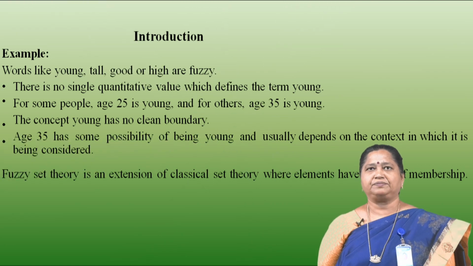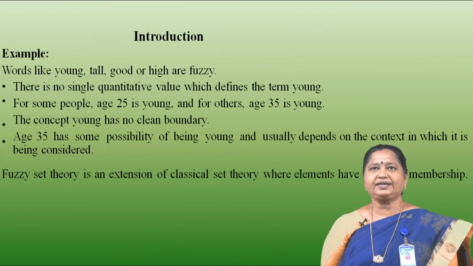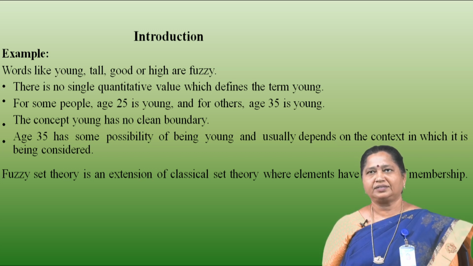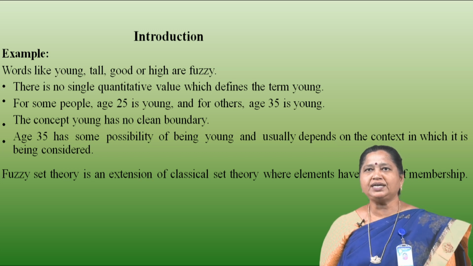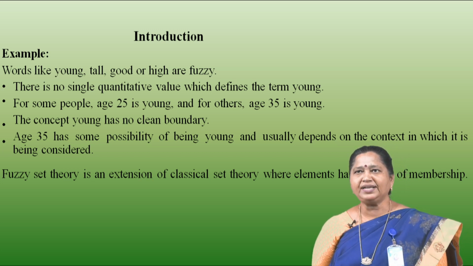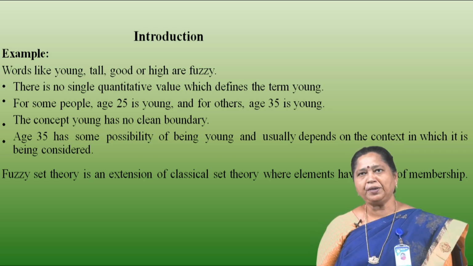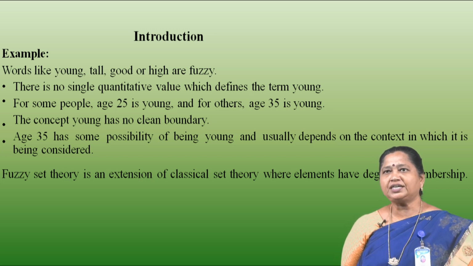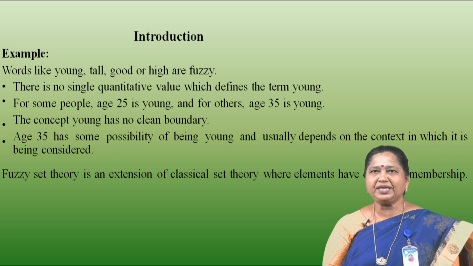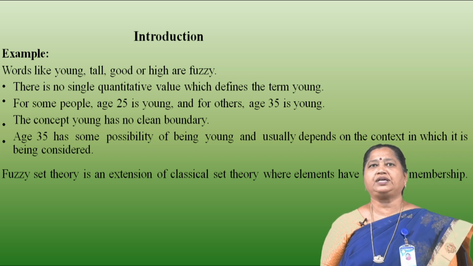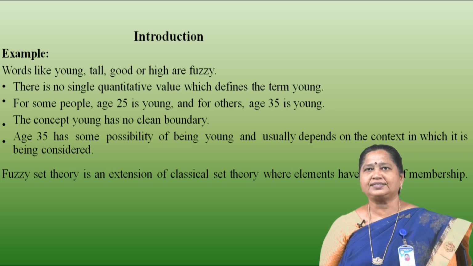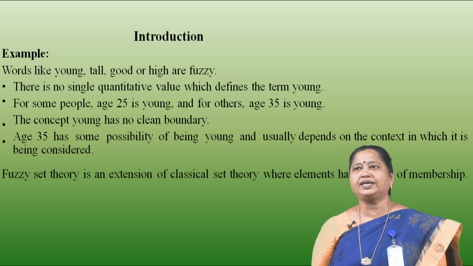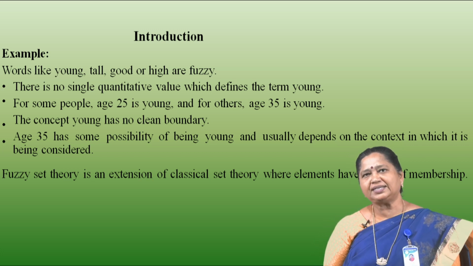The example for fuzzy: words like young, tall, good or high are fuzzy. There is no single quantitative value which defines the term young. For some people, age 25 is young, and for others, age 35 is young. The concept young has no clean boundary. Age 35 has some possibility of being young and usually depends on the context in which it is being considered.